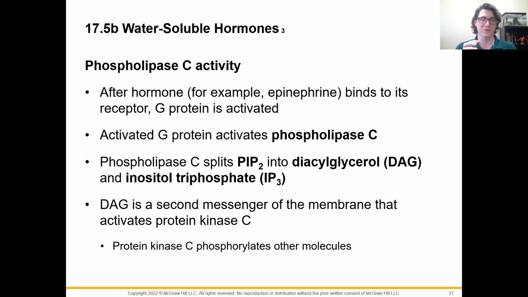Water-soluble hormones move through the blood plasma really well, but they don't move through the cell membrane very well. So we're going to have that second messenger system cascade. They're going to bind the receptor on the surface, hit our G protein, and then hit the rest of those second messenger systems. So if we have any questions about this process, please just let me know.